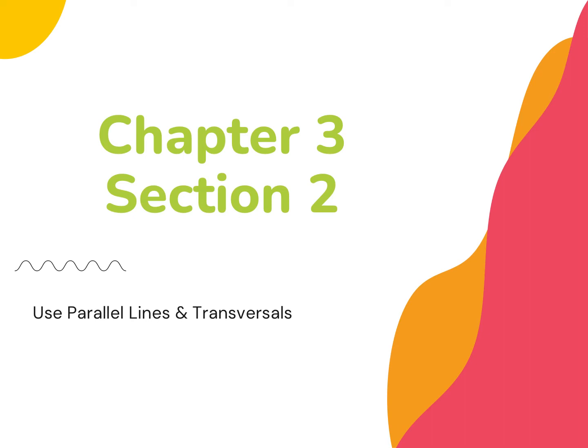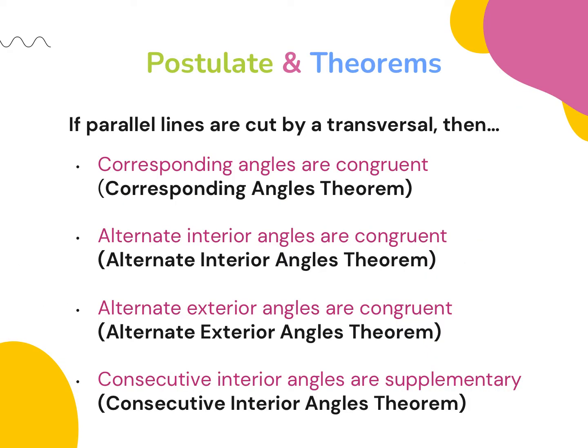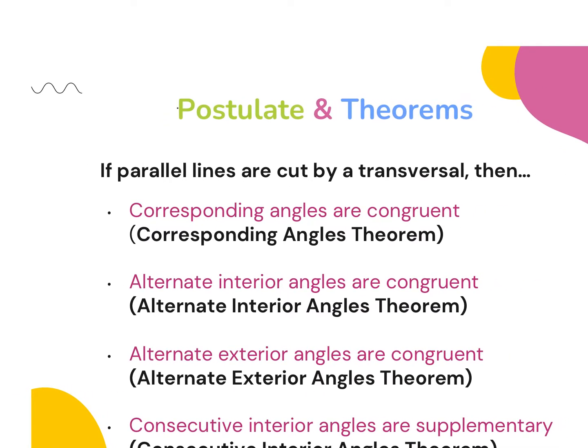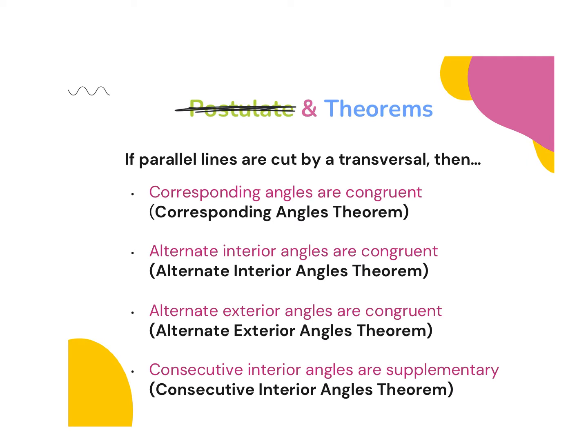We're going to cover section 2 of chapter 3. Today we're going to be using parallel lines and a transversal, so we're going to learn some theorems. Now, in our old book, the first one was called a postulate. So actually all of these are going to be theorems. None of them are postulates. In our old textbook, they called the first one a postulate, but they're all theorems in our new book.